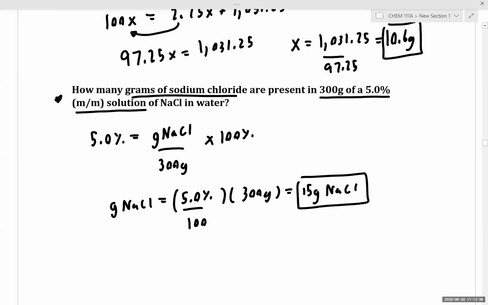So this is a nice simple problem where you're just solving for the mass of your solute using your mass percent formula. Any questions on this example?